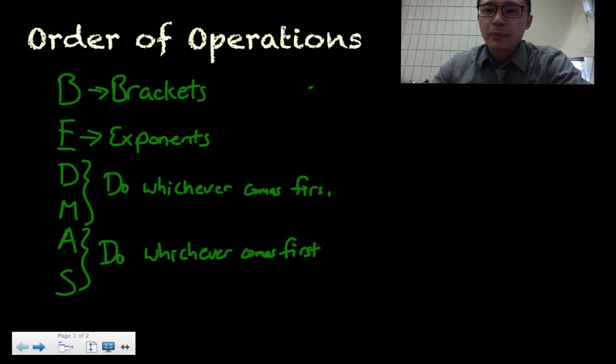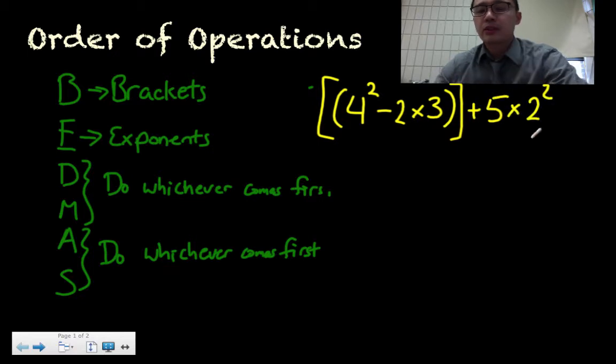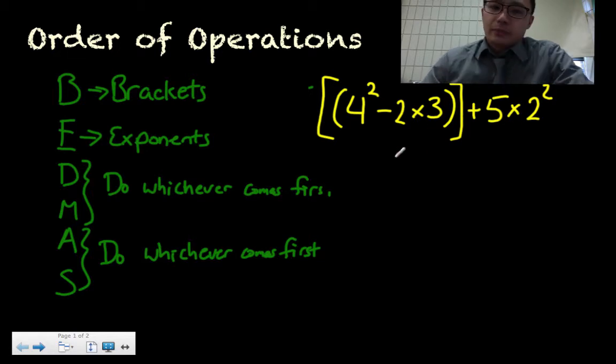A more challenging example may involve two brackets. So I have a bracket here, and let's say 4 squared minus 2 times 3. Close bracket, square bracket, plus 5 times 2 squared. So when you see this, it's like, wow, that's a lot of operations. What do I do first? I have two brackets, I have some exponent inside, I have multiplication and addition. Well, you know what? Every time you see a long question like this with operations, just start from the beginning.